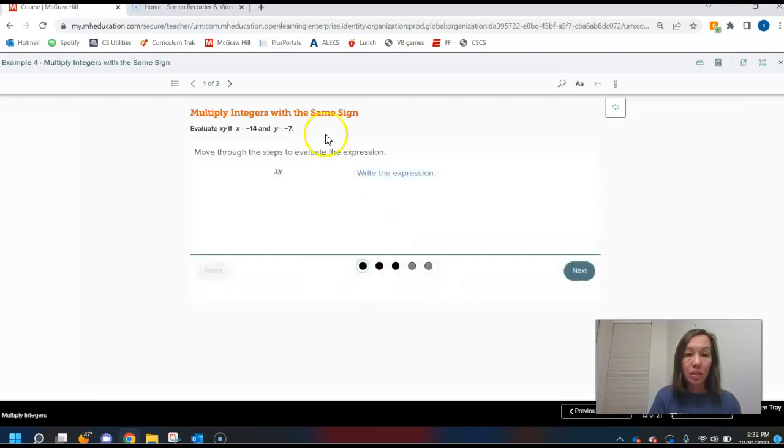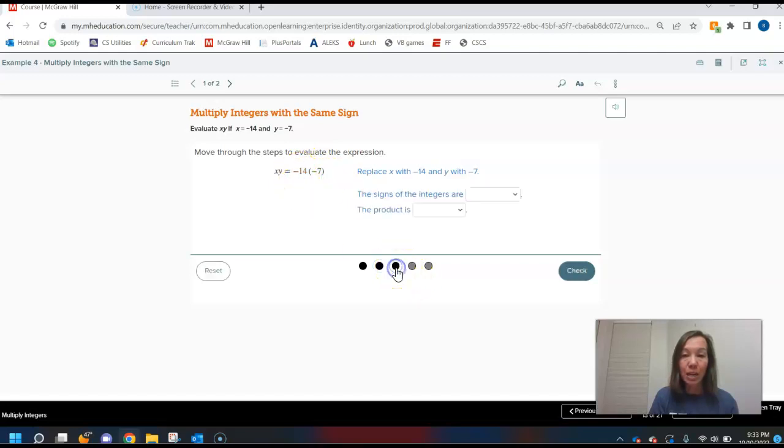Okay, two other things. Again, sometimes you're not just going to be asked, what is this times this? But we want to evaluate this expression, x times y. So when they're right next to each other, this means we're multiplying the two. So x times y, I'm going to first write the expression, and then we're going to replace x with negative 14 and y with negative 7.